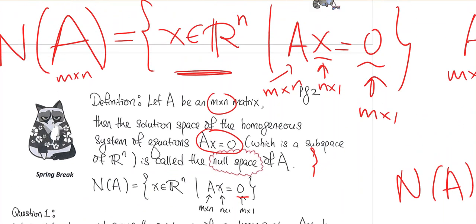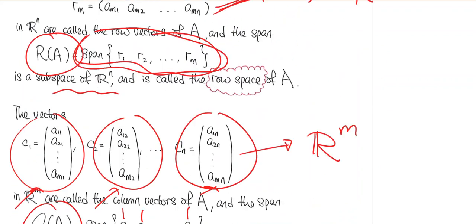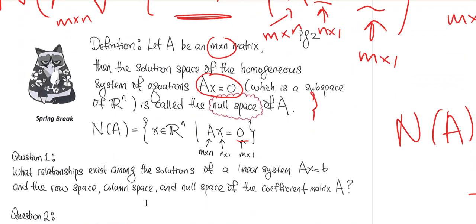So row space is the span of the row vectors. Column space is the span of the column vectors. Null space is not the span of anything. It is actually the solutions for the homogeneous system. So these are very important concepts, very important subspaces of Rn and Rm, which correspond to a particular matrix of size m by n.